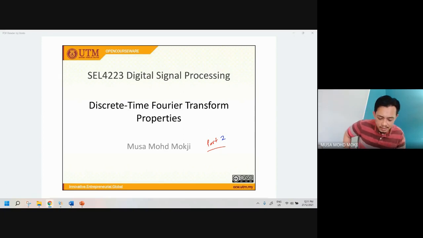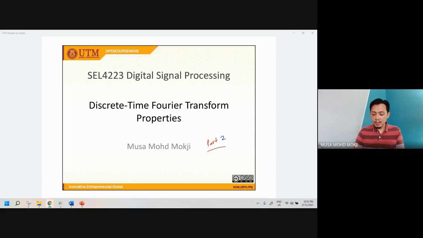So this is the discrete time Fourier transform properties chapter, part 2. We have seen part 1, and how we use the properties, especially the symmetrical properties of the signal, so that we can have a simplified equation. Other than using the original equation, you have an option to use a simplified equation.